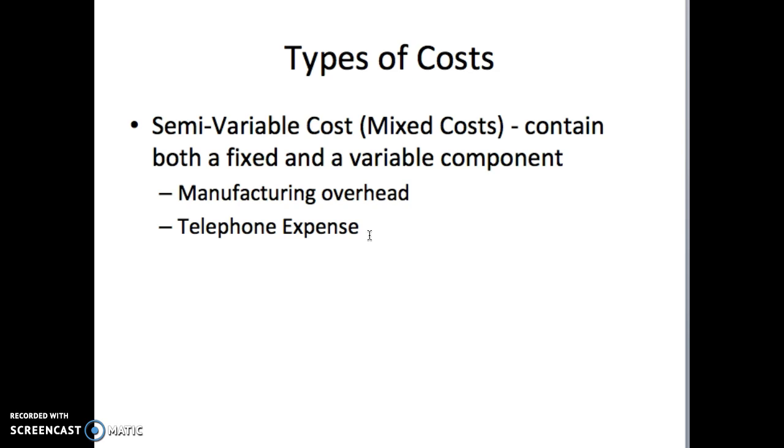Let's say you call a friend in New York, then you would be charged additional fees for that. If you call your friend on a daily basis, then on top of the fixed value that you pay for your telephone expense, which is your plan already, the variable component would increase along with the frequency of your calls to your friend in New York.